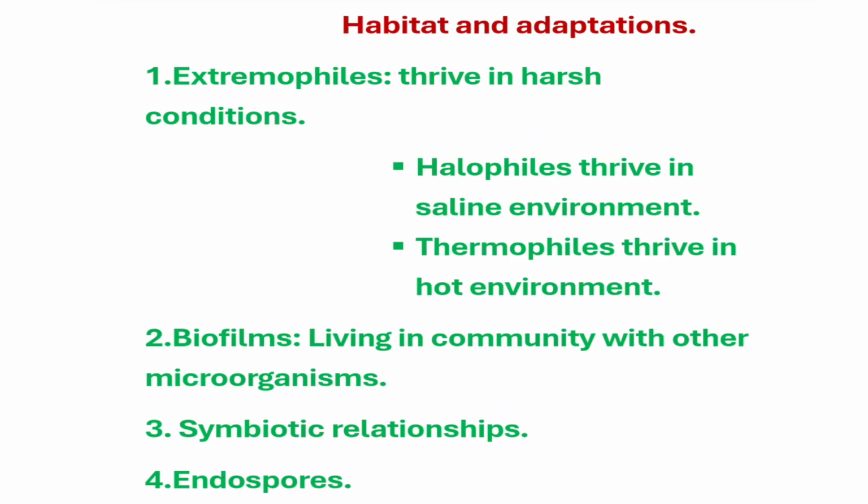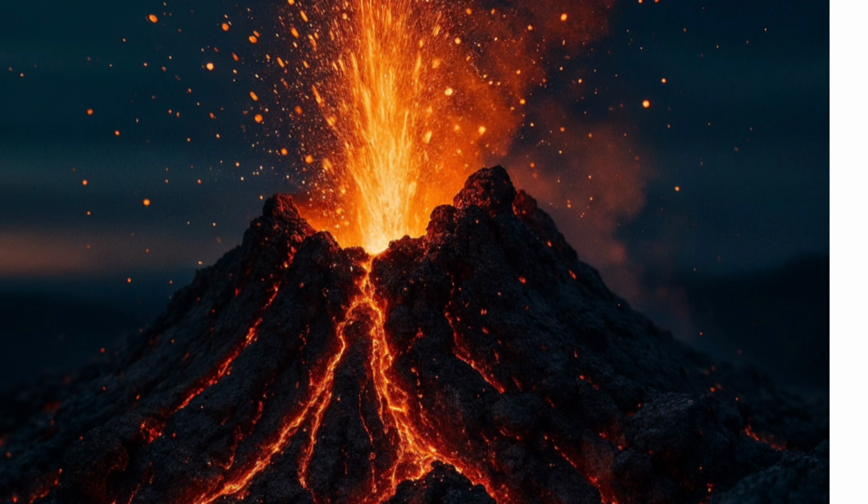Then the last mode of life is habitat adaptation. Prokaryotes inhabit a vast range of environments, adapting to conditions that would be lethal to most other forms. One, we have extremophiles. Many archaea and bacteria are extremophiles, able to thrive in harsh conditions. They are grouped into two. Halophiles, those are salt lovers that live in highly saline environments like the Dead Sea. Then thermophiles, heat lovers, that live in high temperatures, such as those found in hot springs and hydrothermal vents.